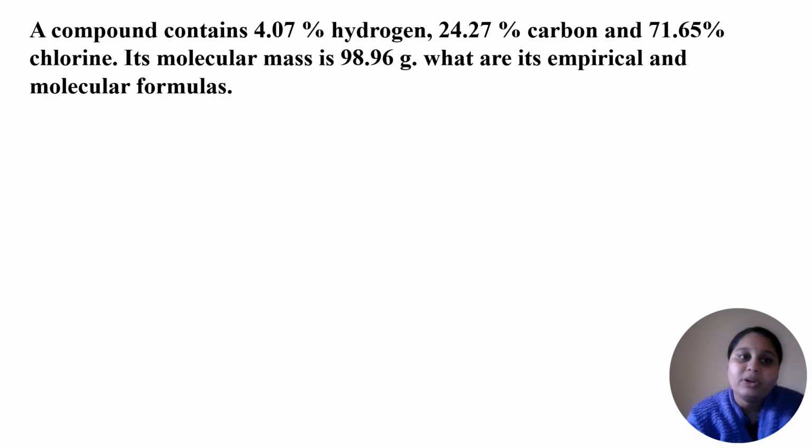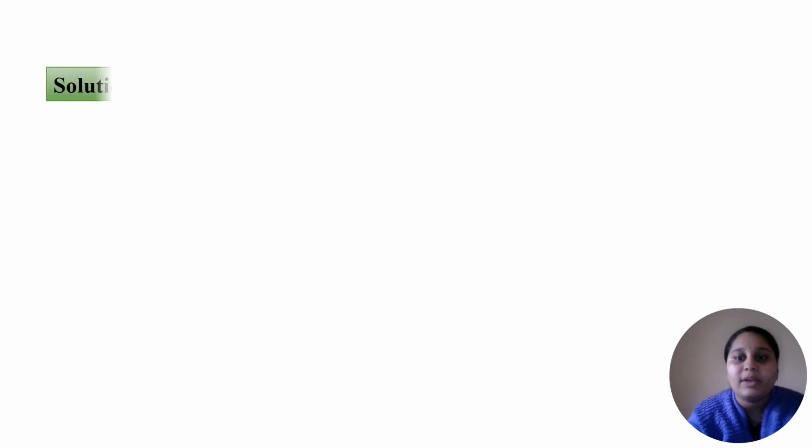A compound contains 4.07% of hydrogen, 24.27% of carbon and 71.65% of chlorine. Its molecular mass is 98.96 gram. What are its empirical and molecular formulas? So we are solving a problem here.